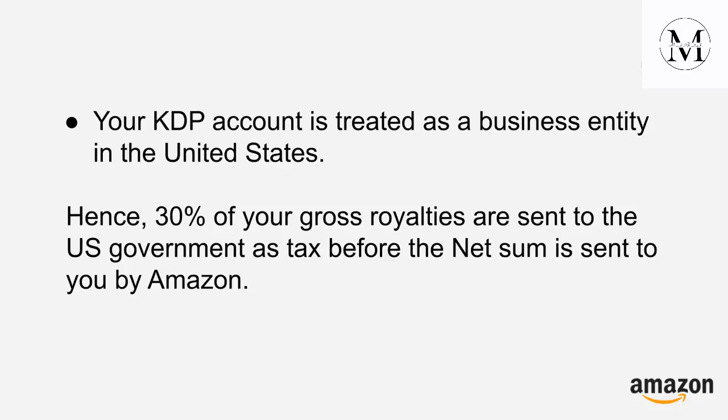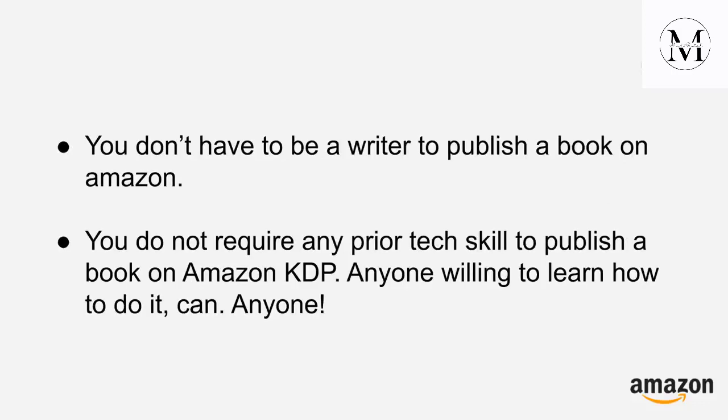So when you have a KDP account, you automatically work like having a business entity in the United States. And because it's a business entity, it's going to be treated by the US government as a business entity, and they're going to be charging you up to 30% of your gross royalties before the next royalty is sent to you by Amazon. When we get into the republishing angle, you are going to really understand what I mean by this. So let's not waste too much time here. Let's proceed.